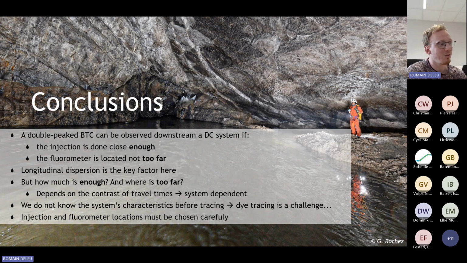So this is dependent on the system. And as we do not know the system characteristics before tracing, well, of course, you all know that dye tracing is a challenge. So the injection and fluorometer location must be chosen carefully. If your goal is to study a diffluence-confluence system inside a cave system, then you have to place your fluorometer as close to the system as possible and inject as close as well. So if you are a good caver, maybe you want to go deeper inside the cave to try to inject closer to the system to see if you have indeed a double peak or not.